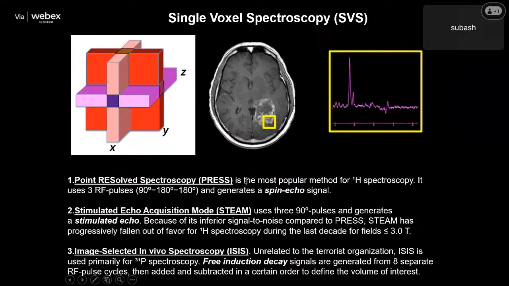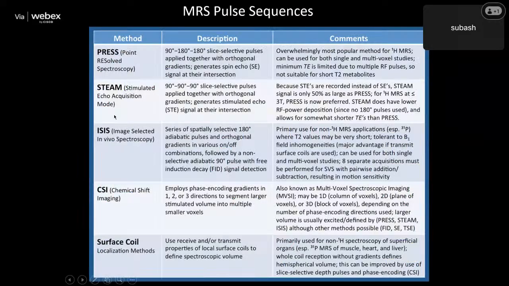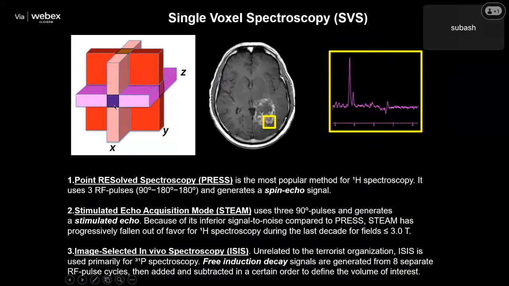Then you have different pulse sequences. PRESS is like spin echo in imaging: you have 90, 180, 180 pulses along with these three slice selection gradients. You apply a 90 degree pulse, then a 180, and another 180, so you generate an echo. This is called a spin echo signal, and this sequence is called PRESS in spectroscopy. Then you have the stimulated echo acquisition mode, called STEAM, where again you apply three gradients, but you apply three 90 degree pulses in the three orthogonal directions. These are the different techniques helpful in generating a voxel, which can then be moved around on the image to produce the spectrum.